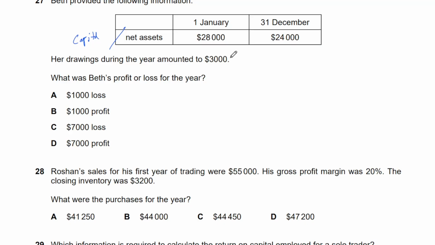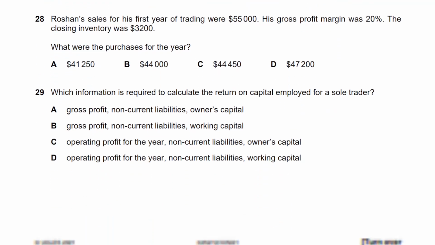This is the classic magic formula that I made up. You start with the opening capital, 28,000. You add any profit or loss. Well, we'll keep it as X. We don't know if it's profit or it's loss. That will be known once we get the answer. Minus the drawings equals 24,000 in this case. So 24,000 minus 28,000 plus 3,000, that's negative 1,000. That is loss, okay, because it's negative.